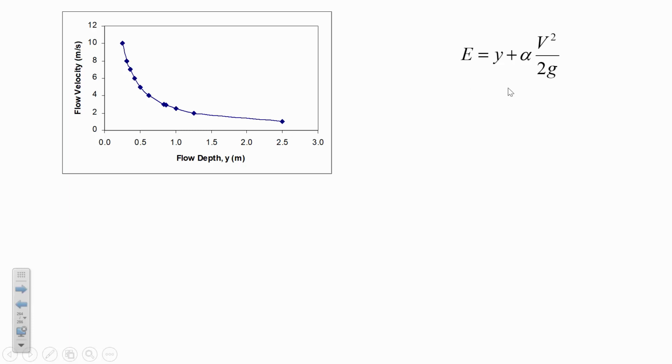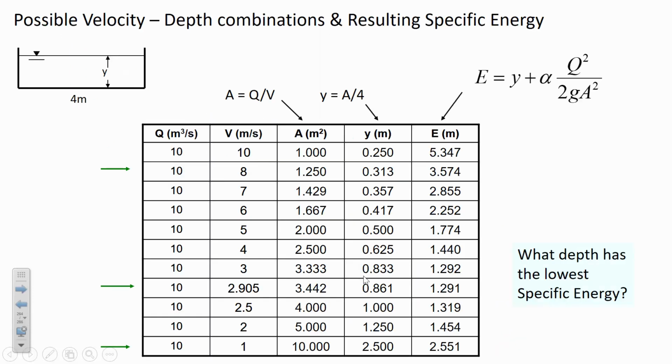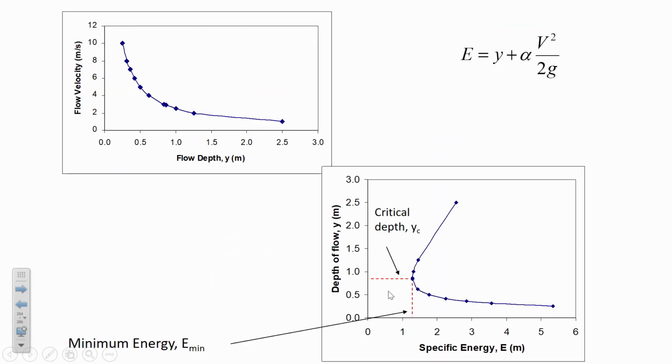So if we instead graph the specific energy on the horizontal axis and the depth of flow on the vertical axis, this figure has a lot of significance, and we'll return to it several times through the semester because it shows us important things. This minimum point, minimum specific energy, corresponds to something that's called the critical depth. And so we label that Y sub c. So back to the table, the minimum specific energy gives us this depth of 0.861, and that's the critical depth. Critical depth and minimum specific energy.